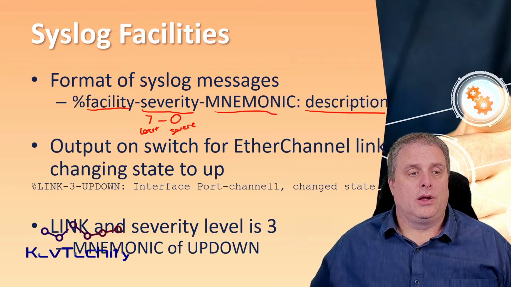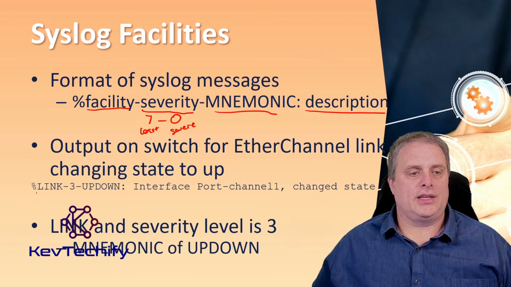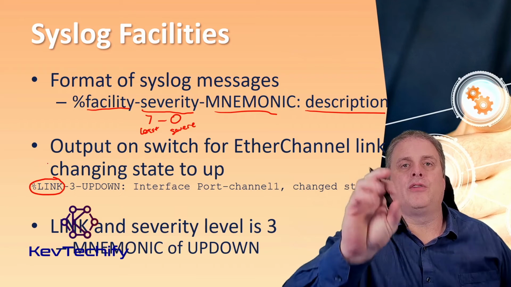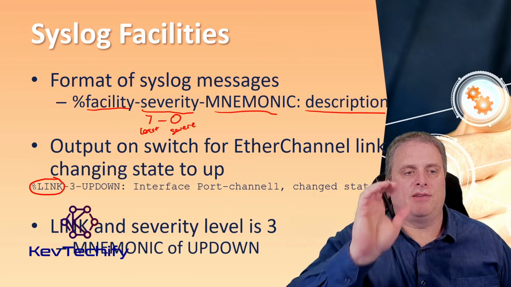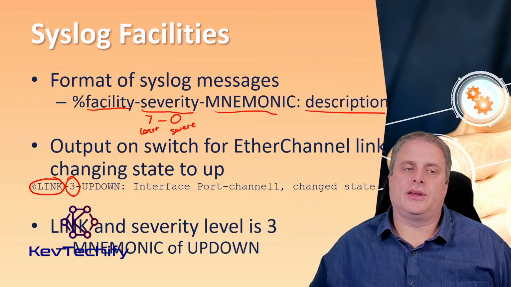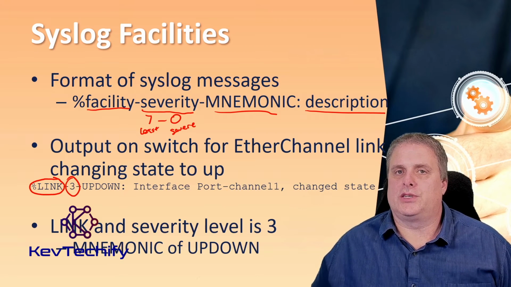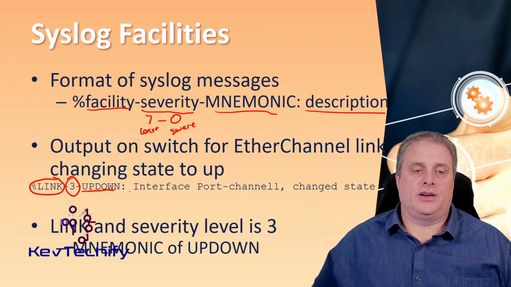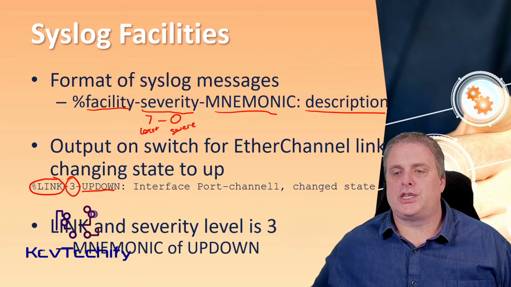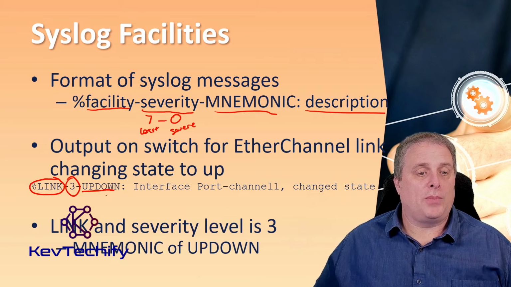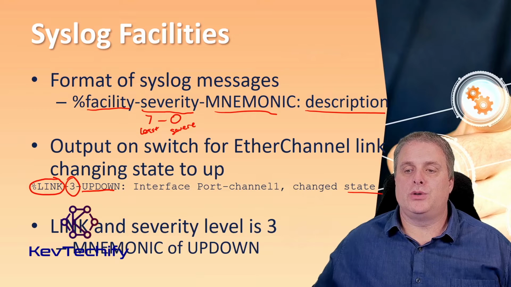For example, down here we have link-3 uptime. So link is our facility. So we have a grouping of all the link variables and values. The severity here was 3. On the scale of 7 to 0, it's important to know, but it's not going to stop your system. It's not going to stop people from working. In the mnemonic here, it was up and down. And in our description, interface port channel 1, changed state to up. So when we're looking at channels going up, links going up and down here, we changed state to up here.